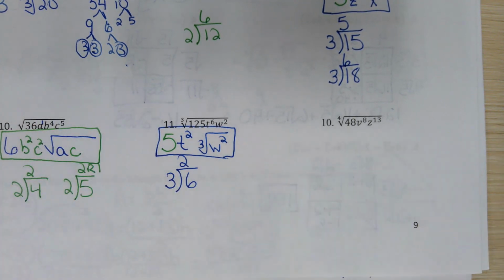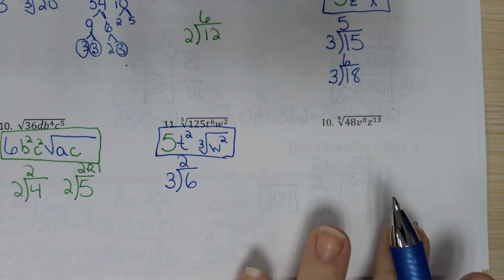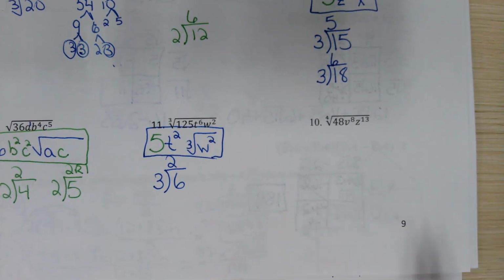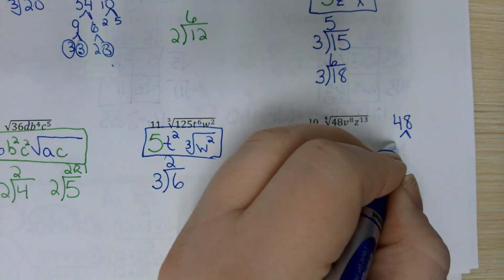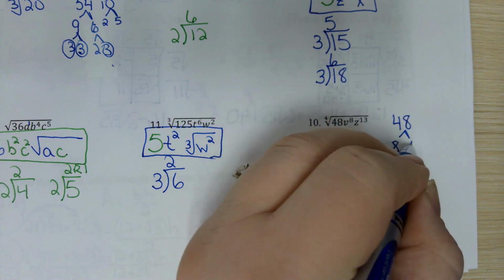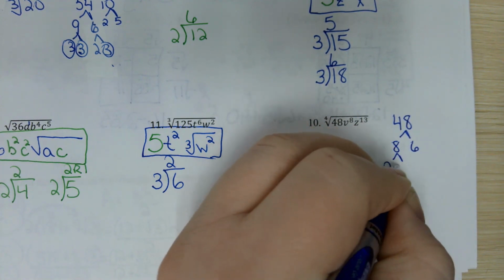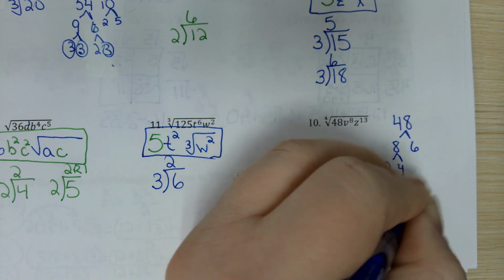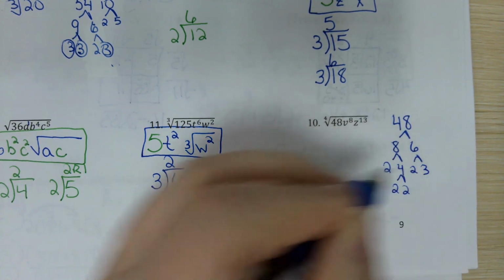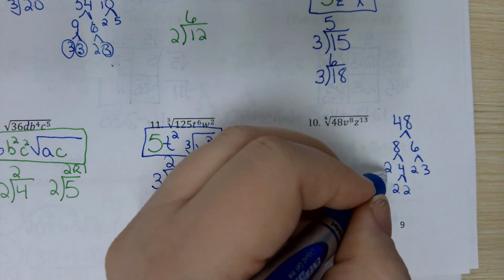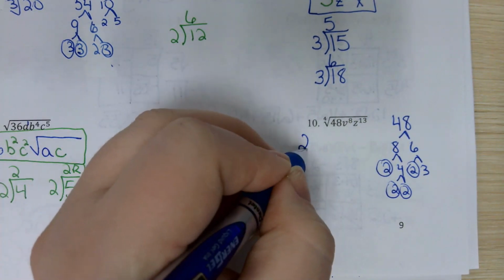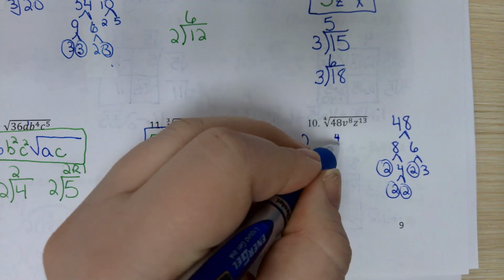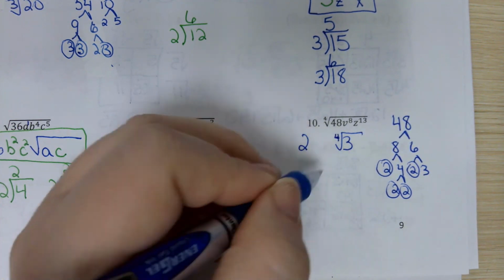For number 12, we have the 4th root of 48. So a factor tree for 48, we could use 8 and 6, and 2 and 4, 2 and 2, then 2 and 3. We need 4 of the same number to be able to come out of the radical. There are 4 2's. Remaining inside of the 4th root will be the 3.